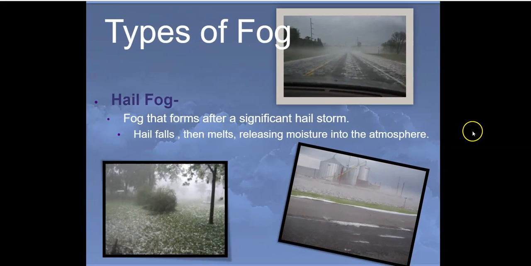Hail fog is interesting because this is going to happen after a significant hailstorm. We know that hail comes in the summertime, even though it's ice. We're not going to run into hail in the wintertime usually. It's more of a spring and summer thing. After that hail falls, it's going to melt pretty quickly, and that releases a lot of moisture in the atmosphere, and the drastic changes in temperature will create a little fog cloud.